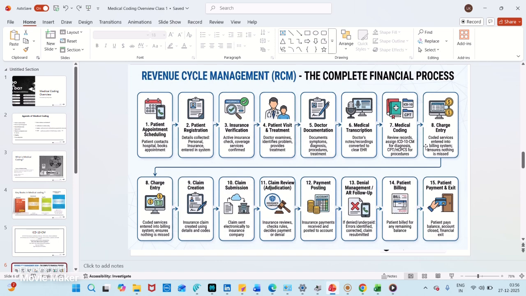Because insurance is involved, the process becomes long and systematic. This entire financial process is called revenue cycle management. Step 1, patient appointment scheduling. Second, patient registration. The patient contacts the hospital and books an appointment. The person's insurance is entered in the system. Insurance verification is the third step.